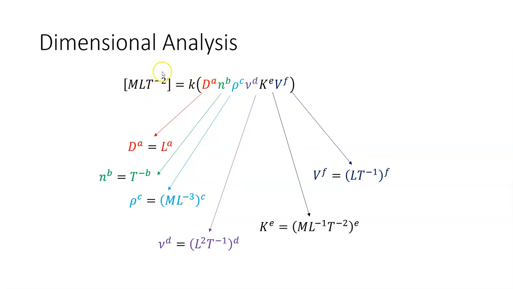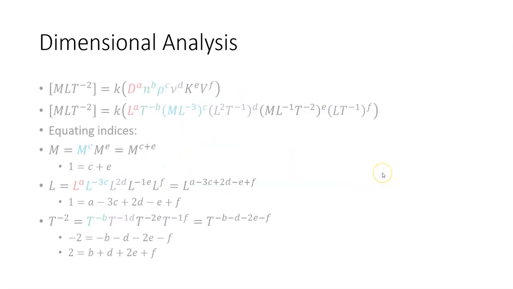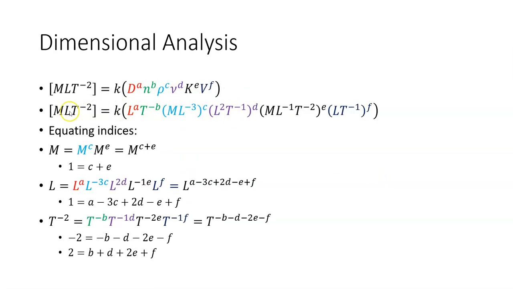So there's our force, our thrust, and it's equal to k times L to the power of a, t to the minus b, m L to the minus 3c, L squared t to the minus 1, all to the power of d, m L to the minus 1, t to the minus 2, all to the power of e, and L t to the minus 1, all to the power of f. So that's my thrust. My thrust is equal to this equation when I'm using dimensional analysis. So let's compare the indices.